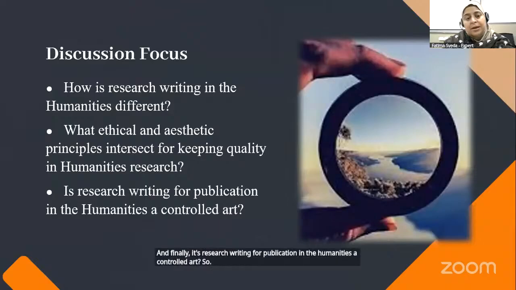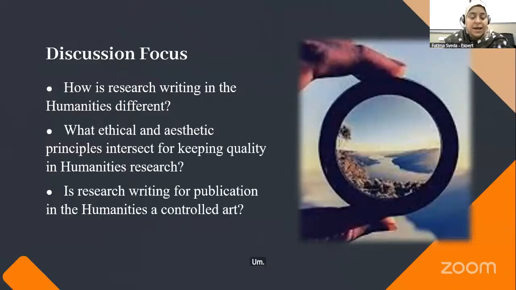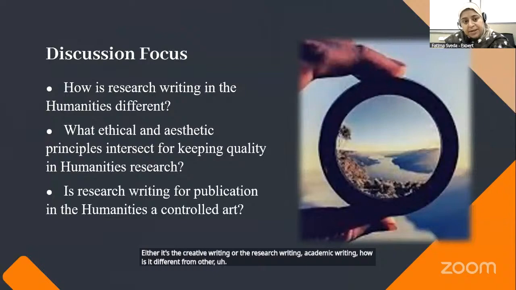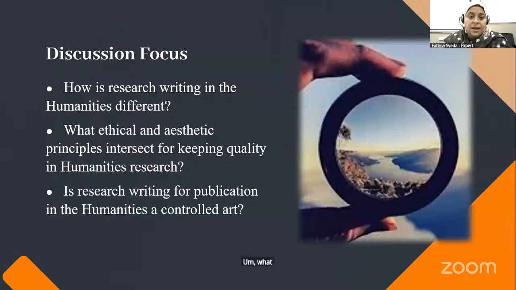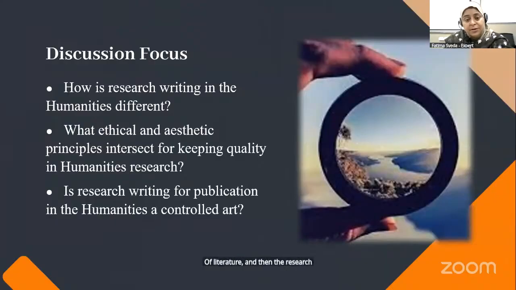So you can see that my focus will be on how in humanities in general, and in literature, that's my subject, in specific, writing is different. Either it's creative writing or research writing, academic writing, how is it different from other forms of writing? What are some of the ethical and aesthetic principles which are essential to writing in literature, be it the creation of literature, the analysis and interpretation of literature, and then the research within the field of literature?